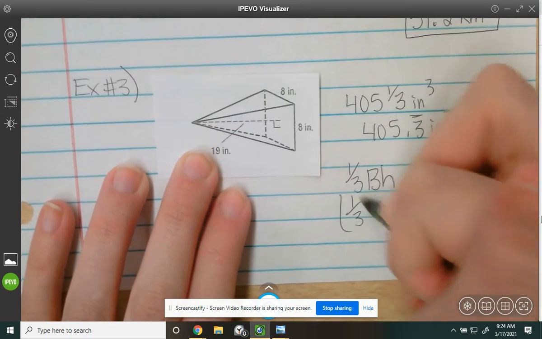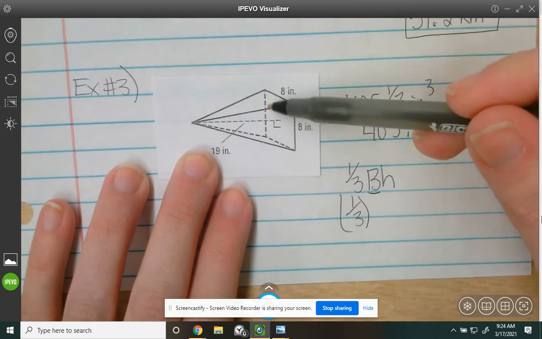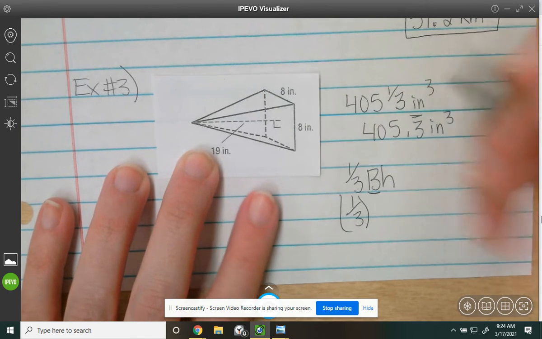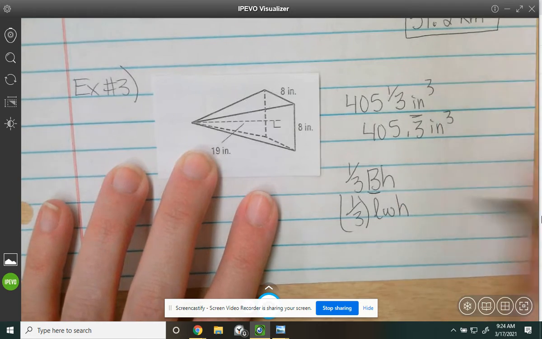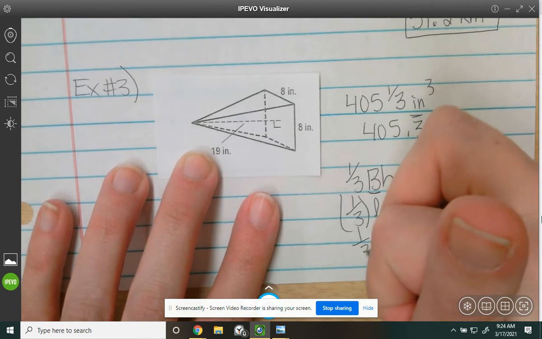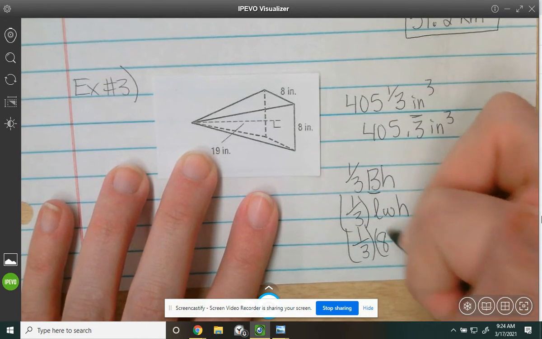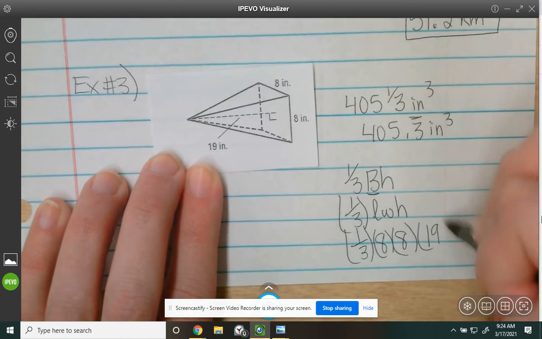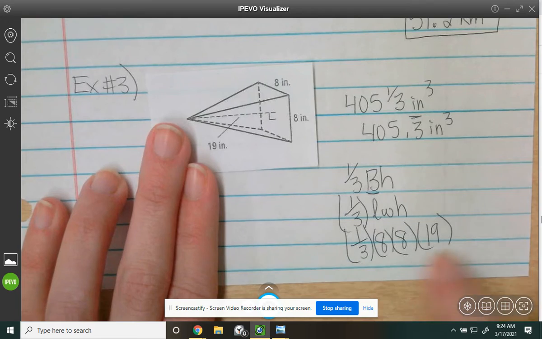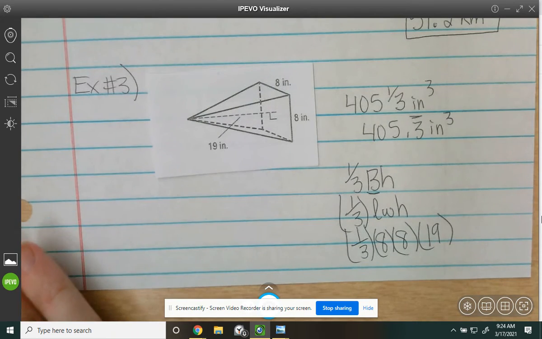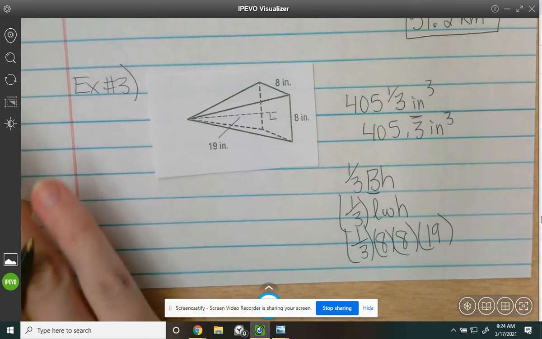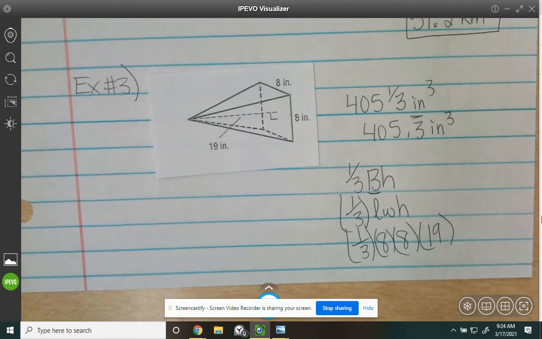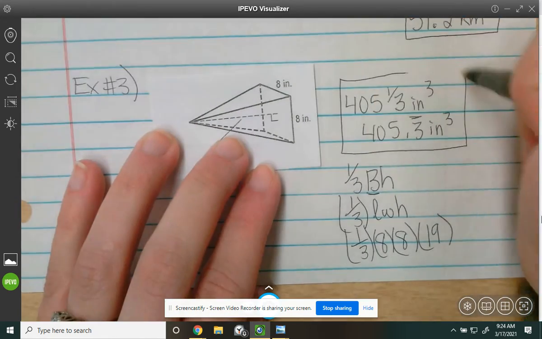1/3 gets dropped down. My base is a square in this case because it's an 8 by 8. So I'm doing my length times width and then dropping down my height. So 1/3, 8 times 8, and the height of my shape is 19. So if you multiply all of that together, 1/3 times 8 times 8 times 19, you get either one of these answers, depending on what your calculator does. All right, that's it.